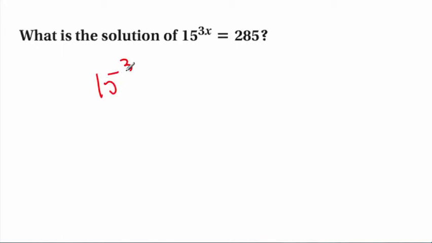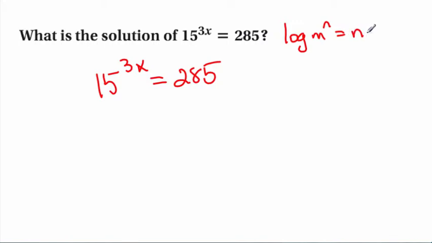Well, I've got 15 to the 3x equals 285. I want this x out of my exponent. So I'm going to go back to one of the properties that basically says log of m to the n equals n times log of m. Now, the other day in class I said that this was very, very important. This is going to be a very, very useful property, and we're about to use it right here. So basically this says if I have a log, I can take my exponent and put it out front, which is exactly what I would like to do. I would love for this exponent to be out front.